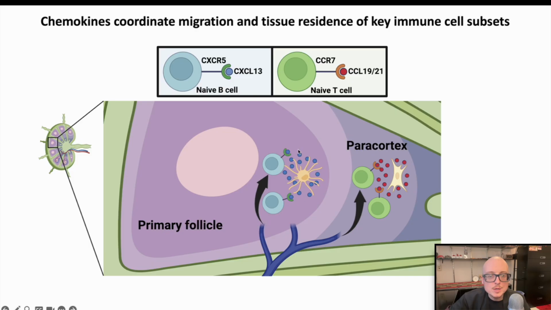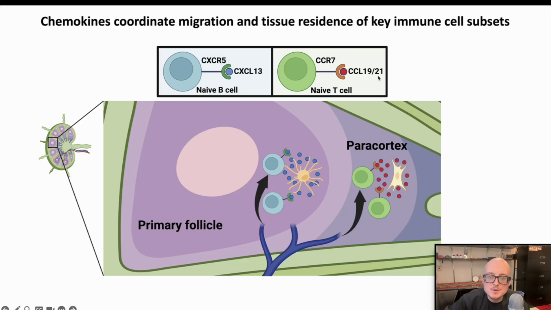And not only is it going to bring it into the primary follicle, it's going to make it want to stay. As long as it has CXCR5, it's going to have a strong attraction to any location where there's a lot of CXCL13, which describes the primary follicle. And so it's not only a matter of migration into the tissue, but also the establishment of residence within that tissue. Similarly, naive T cells respond to chemokines known as CCL19 and CCL21.